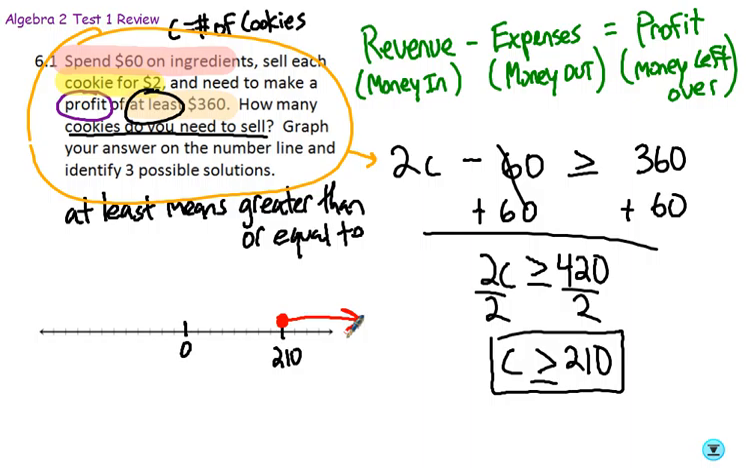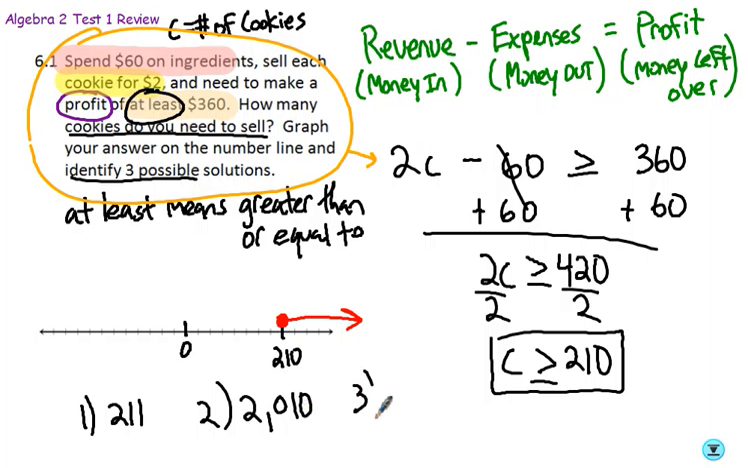And then this last part of it says to identify 3 possible solutions. All that means is, what's the number of cookies you could sell and we would reach our goal? Well, you could sell 210, or you could sell 211, or you could sell 2,010, or you could sell 2,010,010, right? It doesn't really matter. We're basically just saying any amount greater than 210. I don't know, say 2 million or whatever. Basically any number bigger than 210, right?